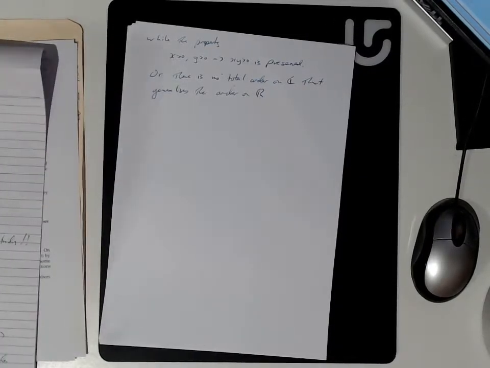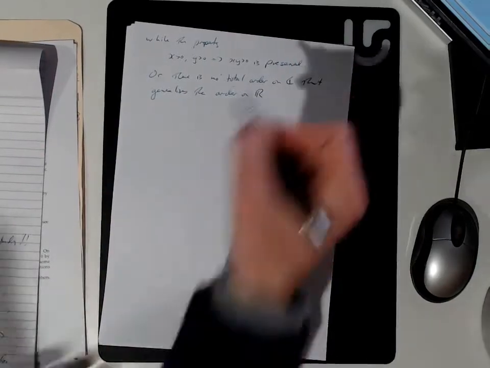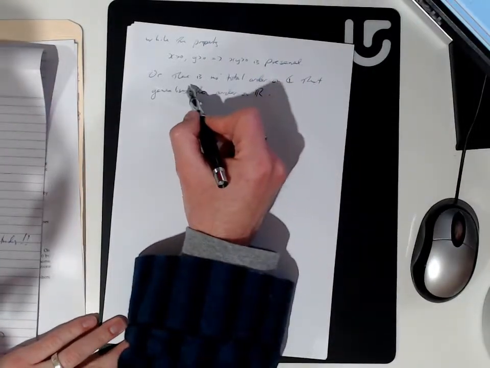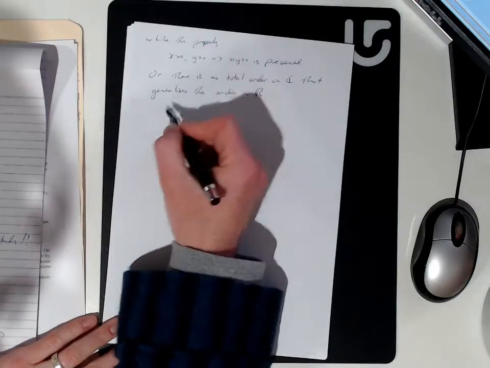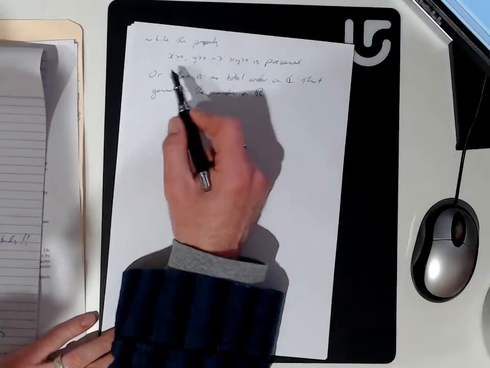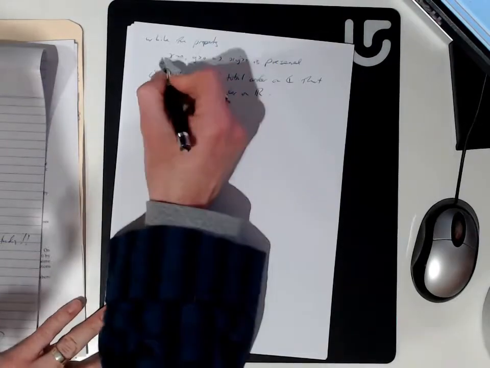So that's what the notes are saying when you read through here. And that's what I mean by no. So we want to preserve this. We don't want to get rid of this. This is a very nice property of the real numbers.